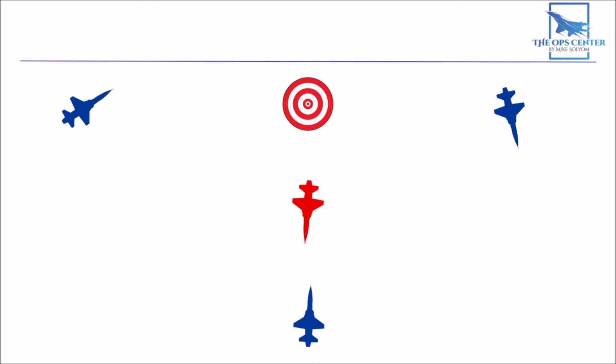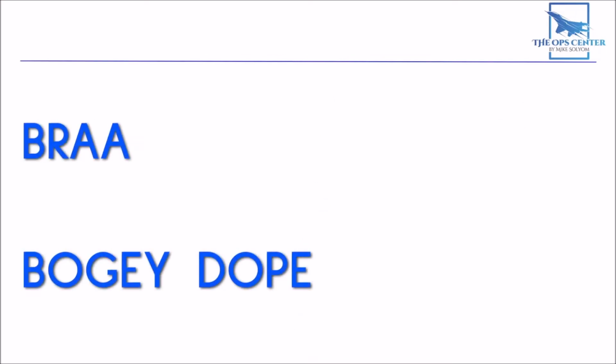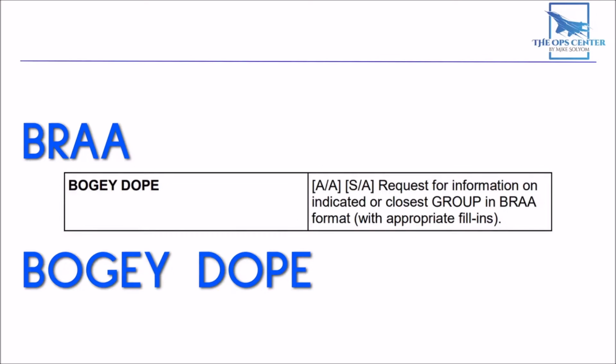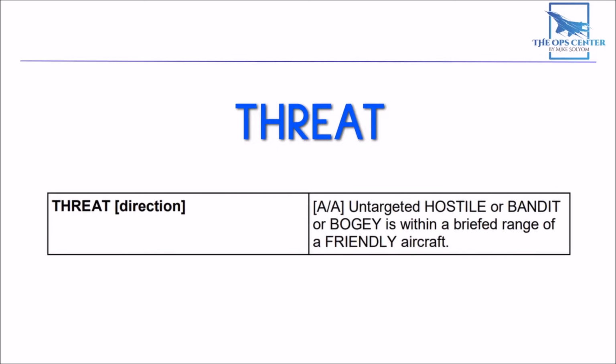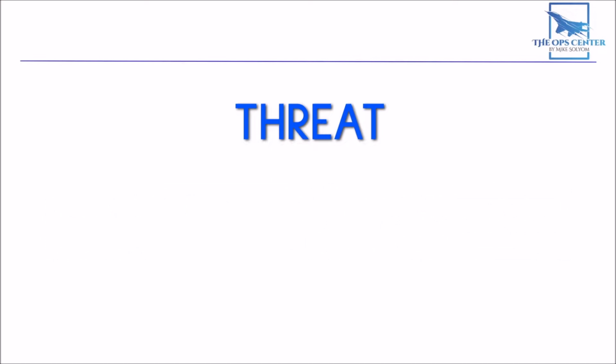But there are some special situations where a BRA call is mandatory. If the information is only for one aircraft or is a direct response to these requests. BRA is simply a request for directions to a specific air contact in BRA format. Bogey dope is a request for information on indicated or closest group in BRA format. The other time when a BRA format is used is when a controller is reporting a threat. This happens whenever an untargeted hostile or bandit or bogey is within a brief range of a friendly aircraft.